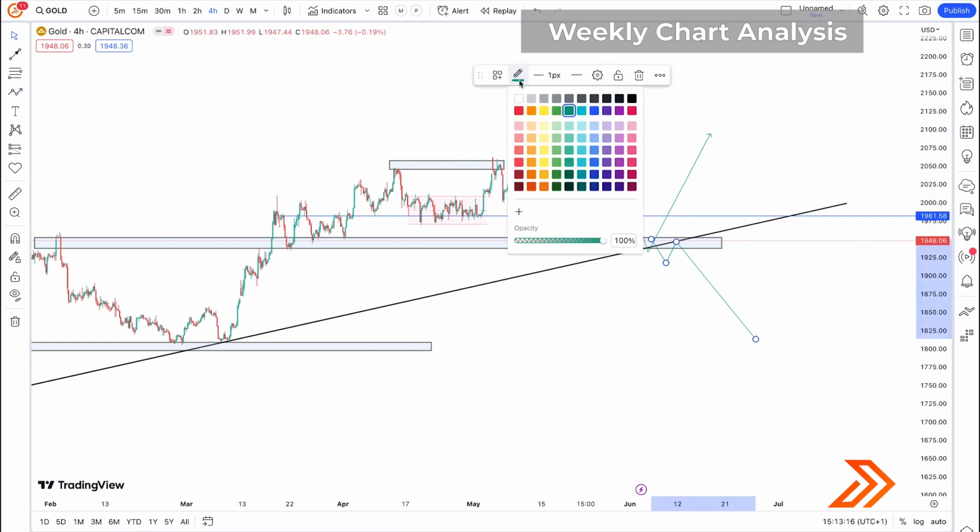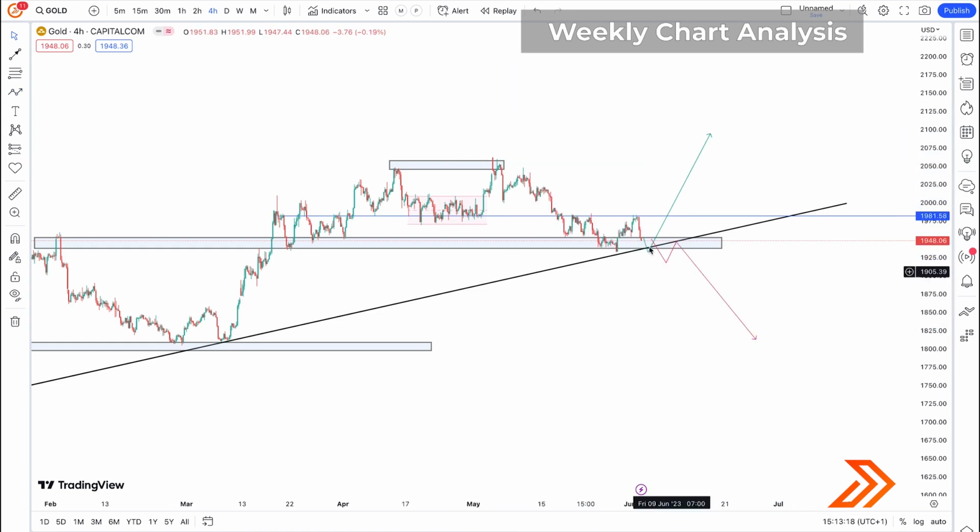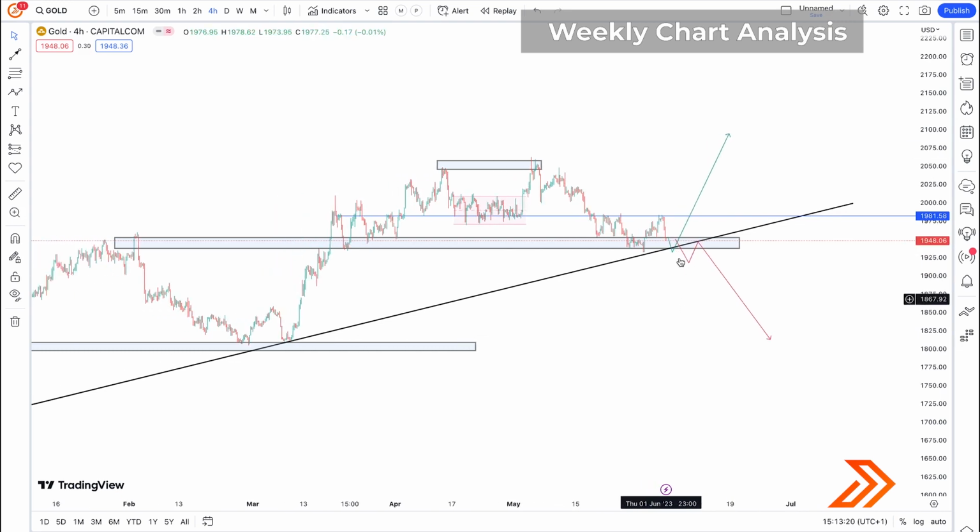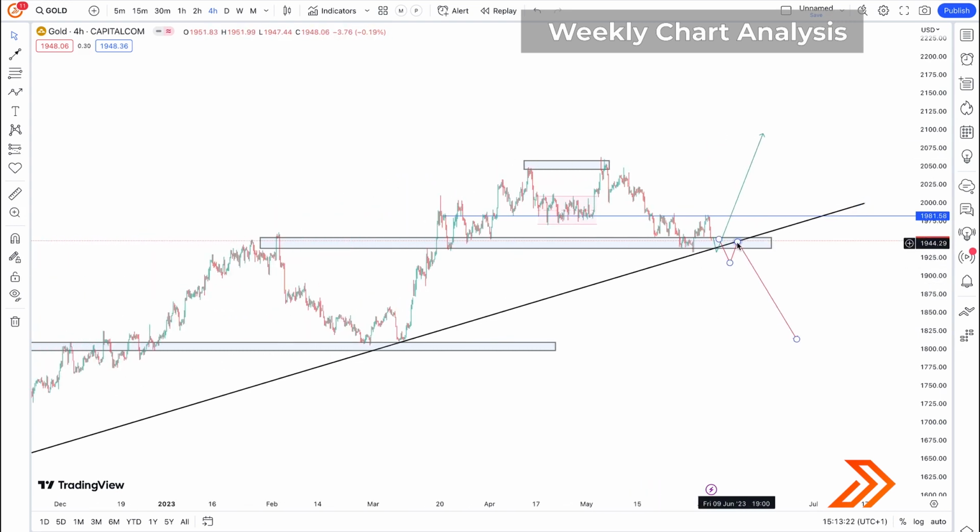But if we continue to spot price break out of this support zone and retest this zone, then traders, we could be looking for further bearish outplay on gold. All right, so that is that on gold.